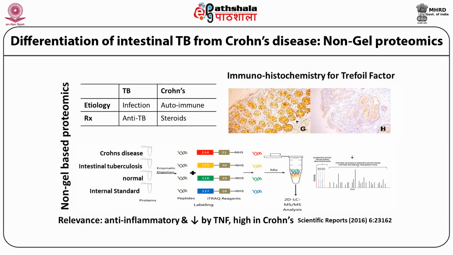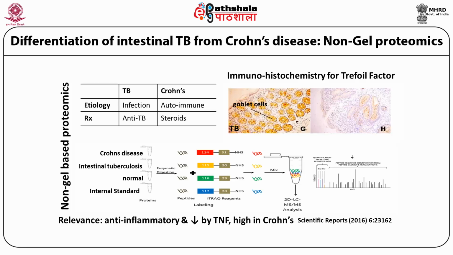Differentiation of intestinal tuberculosis from Crohn's disease using non-gel based proteomics. Tuberculosis and Crohn's disease are two different diseases that affect the intestine. While tuberculosis is caused by infection by tubercular bacilli, Crohn's is an autoimmune disease. The treatment for tuberculosis is anti-tubercular drugs, whereas the treatment for Crohn's is steroids.